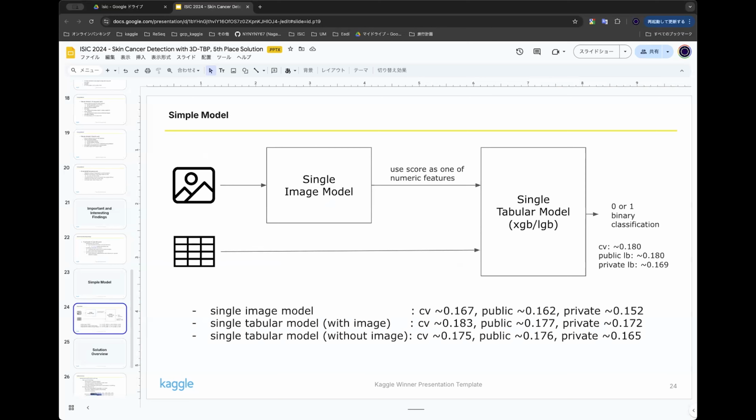The simple model configuration with high accuracy was to pass the predicted value from the image model to the tabular model as a single feature. It seemed that many of the top-ranked solutions had a pipeline with this configuration, and with some original ways to increase diversity of models. It is difficult to achieve a level of accuracy that would rank highly with this simple configuration, but in practical terms, it may be better to use this simple configuration.